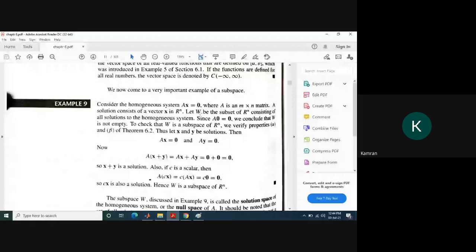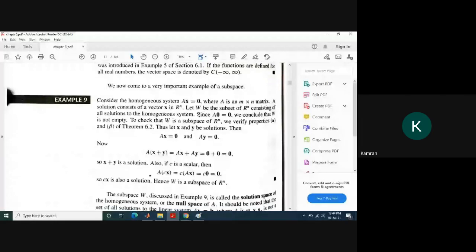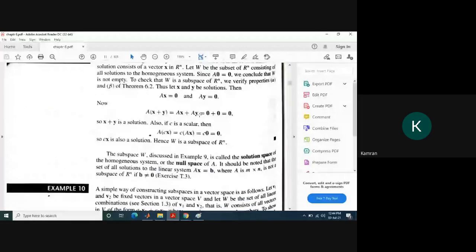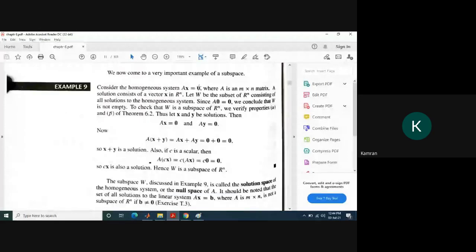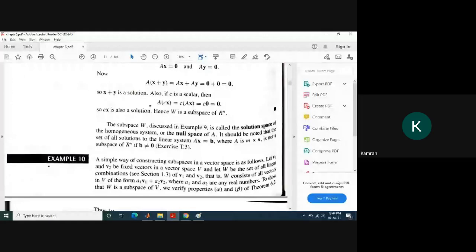Next, we need to show that a multiple of x belongs to W. Now, consider a multiple of x, A into cx. This can be written as c into Ax, but Ax is 0. So c into 0 is equal to 0. This means that cx is a solution of this equation. So cx belongs to W, and hence W is a subspace. So a set which contains all the solutions of this homogeneous system forms a vector space, and this is called the null space of A. समझ आ रही है?